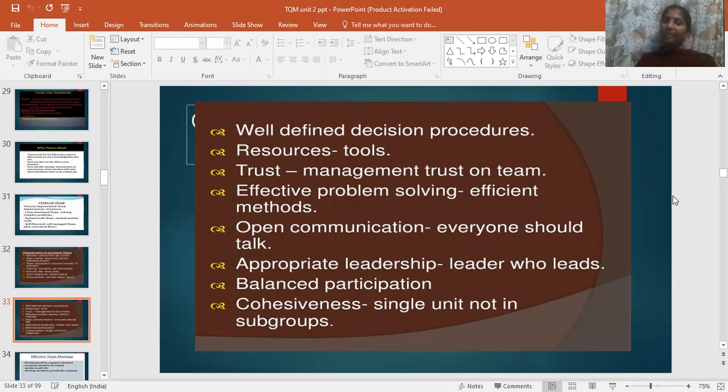Then appropriate leadership, meaning the leader who leads. The leader should guide, not supervise. Leadership is a very important concept in teamwork. Then balanced participation: every individual in the team should have equal participation. And of course it should be a single unit, not a subgroup. That is, cohesiveness is required.